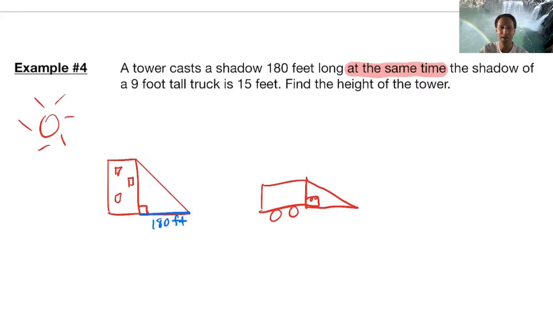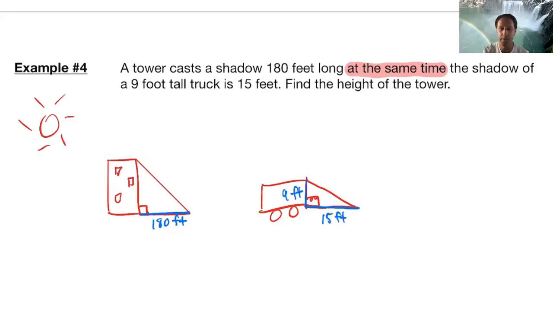The shadow of a 9-foot tall truck is 15 feet. Now, that's kind of tricky the way that they worded that, so be very careful and pay attention. A tower casts a shadow of 180 feet. We got that. At the same time, the shadow of a 9-foot tall truck is 15 feet. So how tall is the truck? Well, that's the 9 feet. And the 15 feet is the shadow of it, which would be down here.